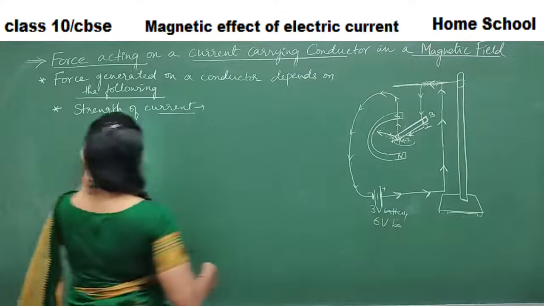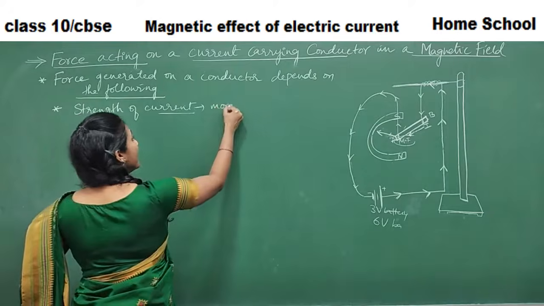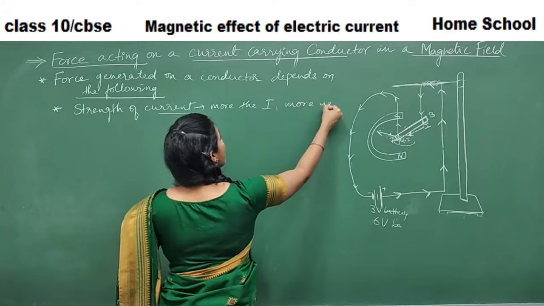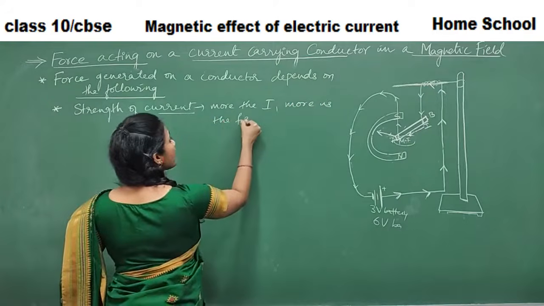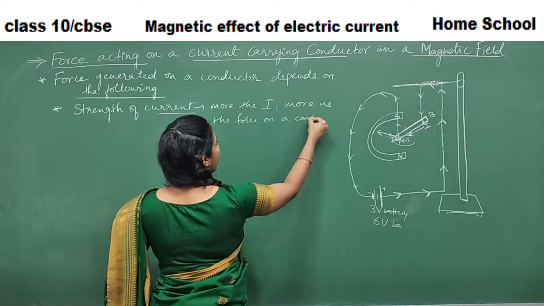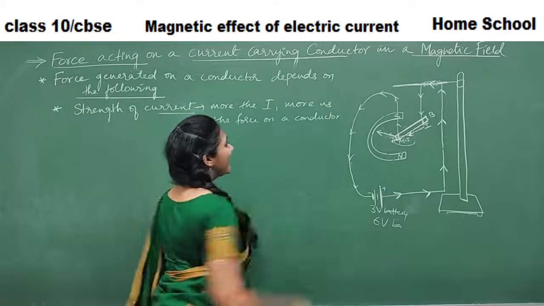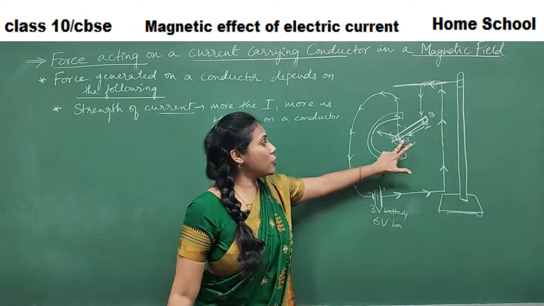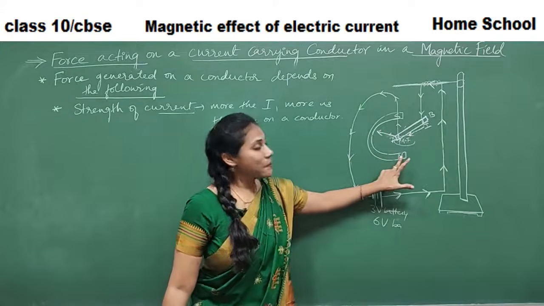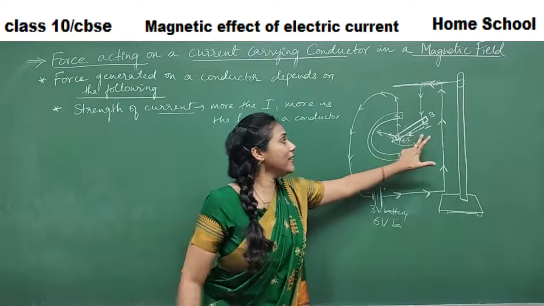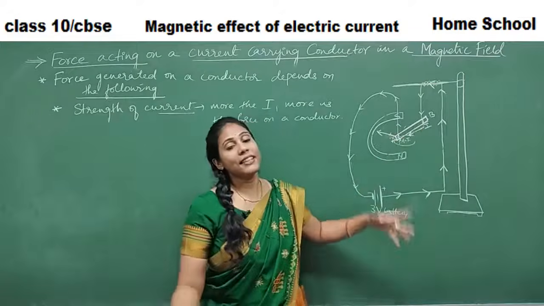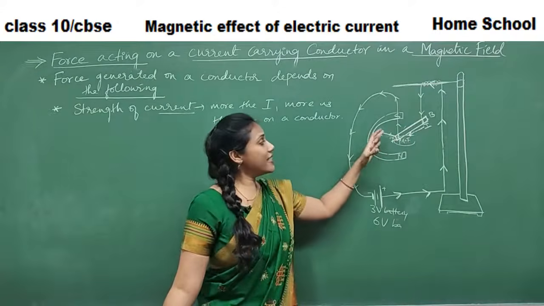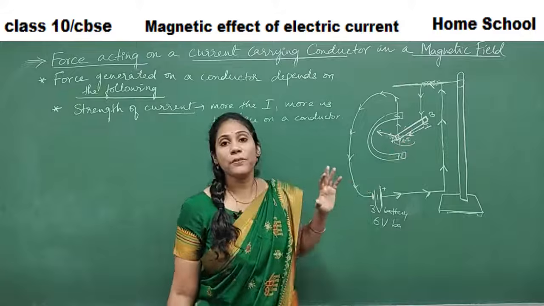So what I can write here, strength of a current. The more the current I, the more is the force on a conductor. Because with more current, more magnetic field gets generated on a conductor, no? So when this magnetic field is stronger, and the outer permanent magnet's magnetic field is also stronger, then automatically the force generated on a conductor is also stronger. Displacement of the rod will be higher. To a greater distance, the rod, the conductor, moves.